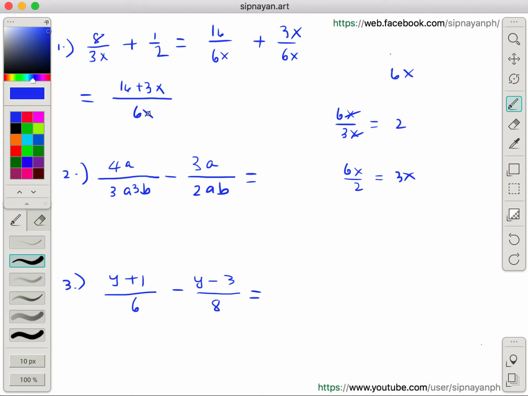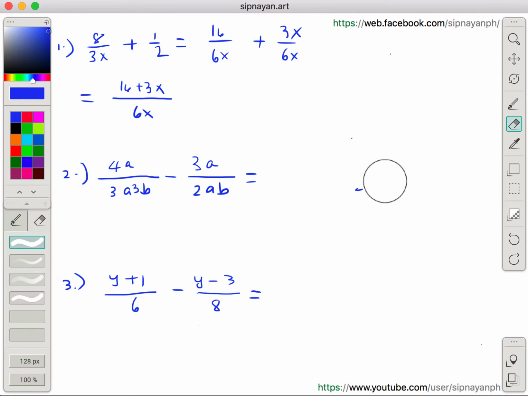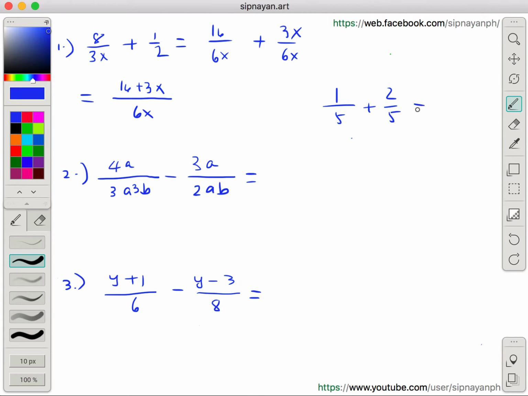Now, question: why do we combine them? It's the same as combining fractions when you add or subtract fractions. For example, 1/5 plus 2/5, same denominator, so we add 1 and 2, and it becomes 3/5, one fraction. Since 16 plus 3x are not similar terms, we cannot add them because one has no x. This is our final answer. Okay?